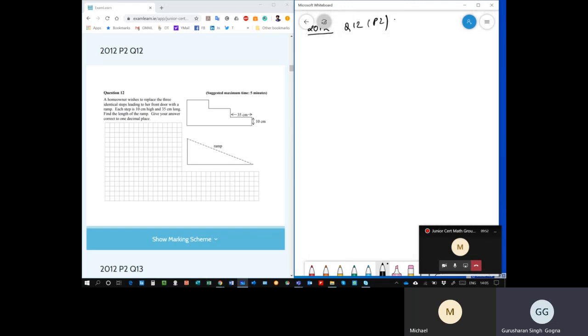In this question, what they give you is: a homeowner wishes to replace the 3 identical steps leading to her front door with a ramp. Each step is 10 centimeter high and 35 centimeter long. Find the length of the ramp. They already give you the diagram there, which is something like this. This height is 10 centimeter and this is 35 centimeter. And the ramp you can draw like this.